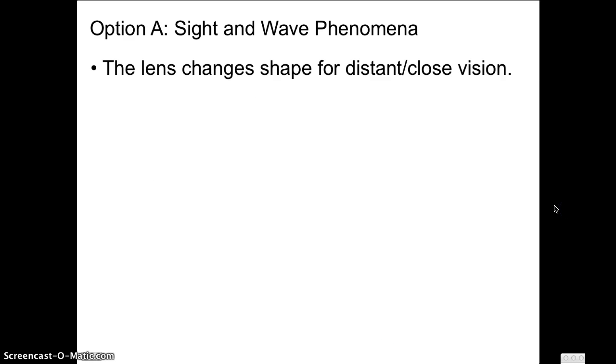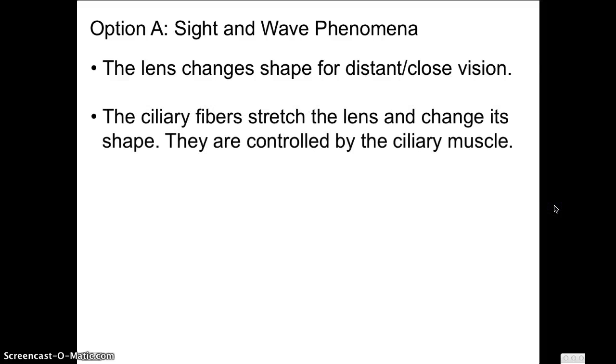The lens changes shape to accommodate both distant vision and close vision, and this is a really neat process, which we're going to study. The way it works is the ciliary fibers connecting the lens to the ciliary muscle can stretch the lens out and change its shape.